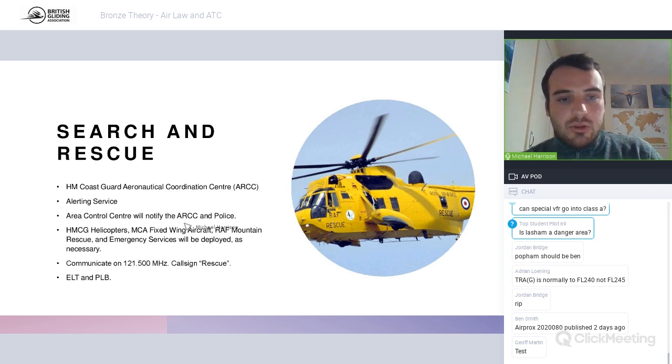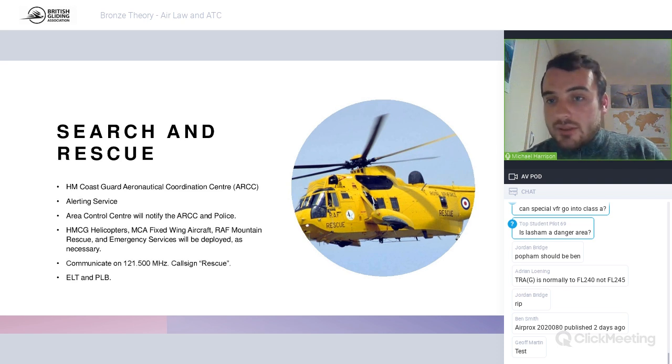The ARCC will then make sure that they dispatch any aircraft they need, whether that's Maritime and Coast Guard Agency fixed wing aircraft. They can dispatch Coast Guard helicopters, RAF mountain rescue, and also any emergency services that might be necessary. They will normally try and communicate with you on 121.5. If you have an emergency locator beacon or a personal locator beacon, even better, because that will help them to find you. Especially if you're flying in mountainous areas like in Scotland, that's something that's really good to have, although really for anyone, it is quite a piece of equipment to have on board.